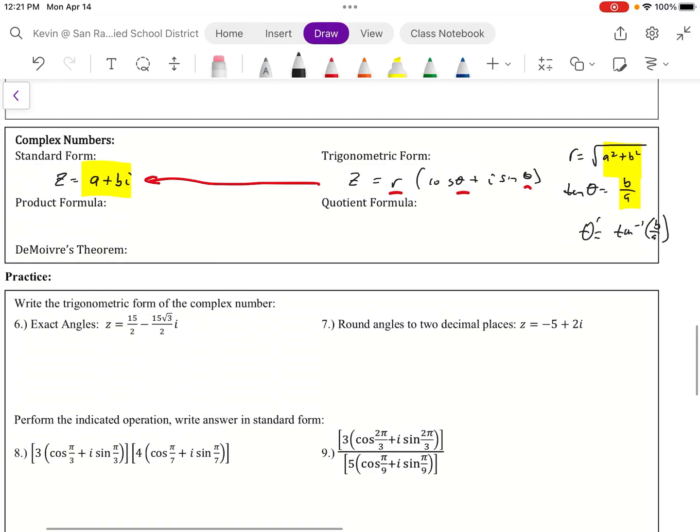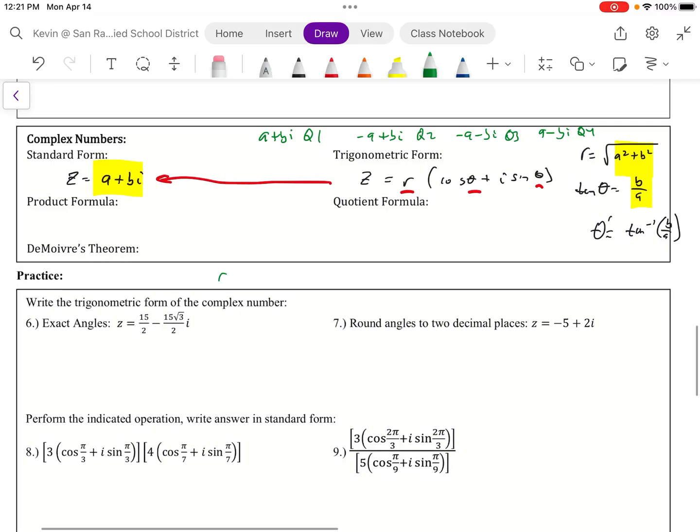Now, why would I say reference angle, not the angle? Well, I can give you an angle, but you have to look at where it is. If it's a plus bi, they're both positive, then you're in Q1. If it's negative a plus bi, then you're going to be in Q2. Negative a minus bi, you're in Q3. And then a minus bi, you're in Q4.